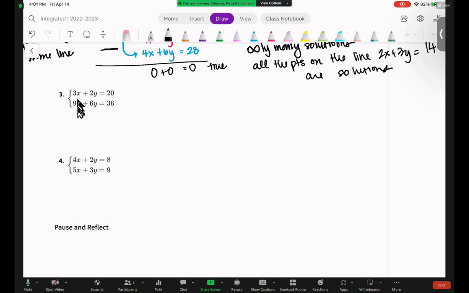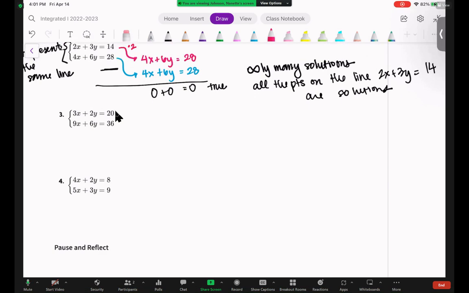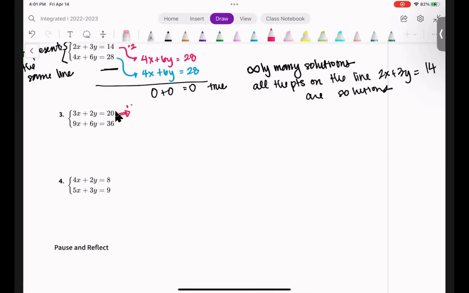So then I'm thinking, okay, I can eliminate x's or y's, and you're like, oh, Ms. Johnson, I can eliminate x's by tripling this first equation. And I'm like, you're right. So let's do that. We're going to multiply the first equation by 3. So I get 9x plus 6y equals 60. And my second equation, I'm just going to copy down. I get 9x plus 6y equals 36.